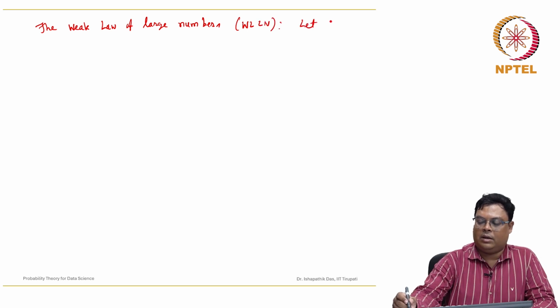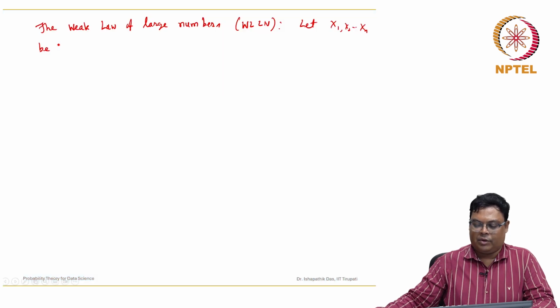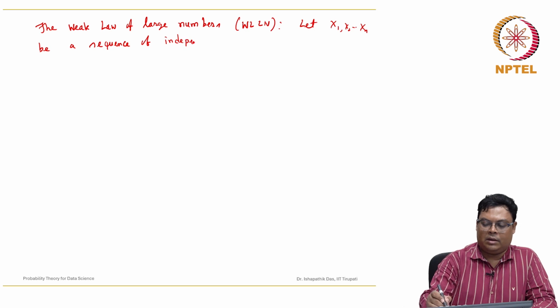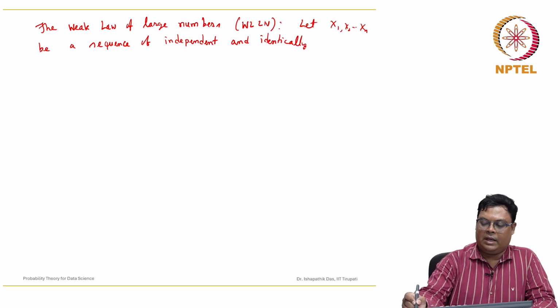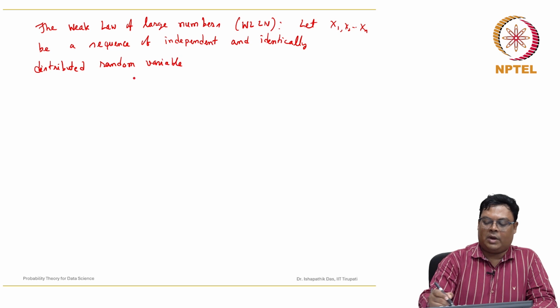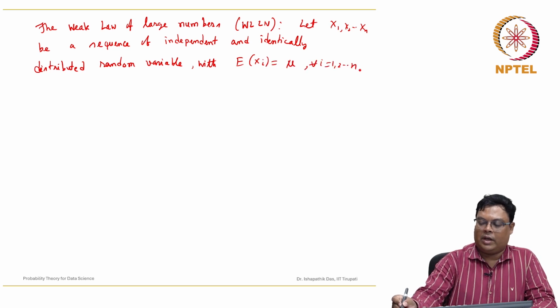So let X1, X2, ..., Xn be a sequence of independent and identically distributed random variables. Because they are identically distributed, they have the same mean: the expectation of Xi is equal to mu for all i equal to 1 to n.